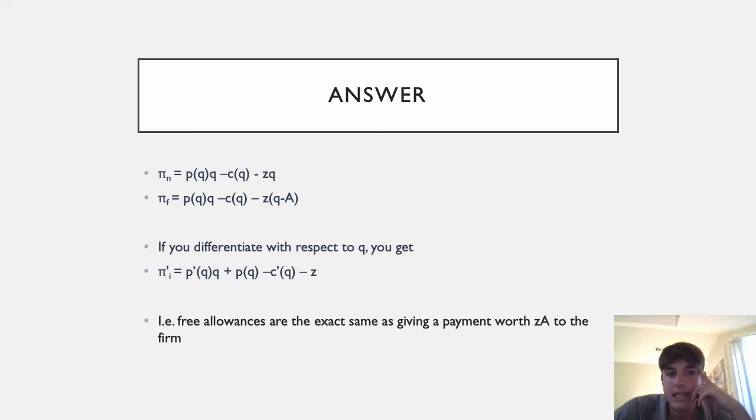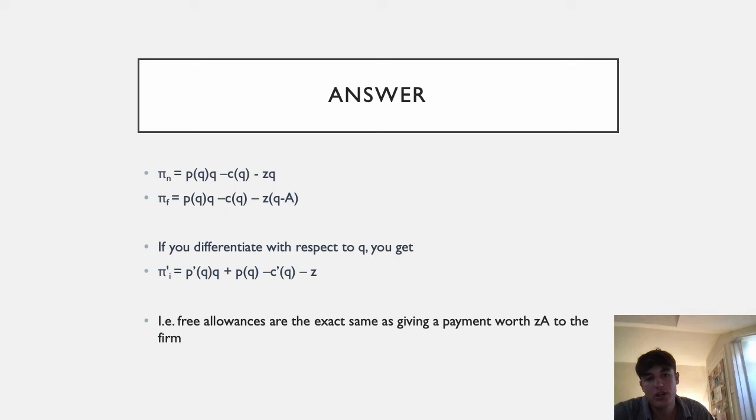Now for the firm that is given the free allowances, the only difference is they've only got to buy Q minus A allowances. So let's say A is 10 and Q is 20, they've only got to buy 10 allowances. If by comparison Q is 5 and A is 10, then they can sell 5 allowances, so they actually generate revenue from this.